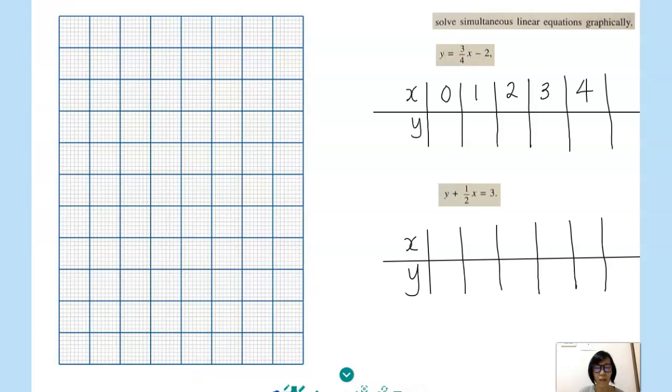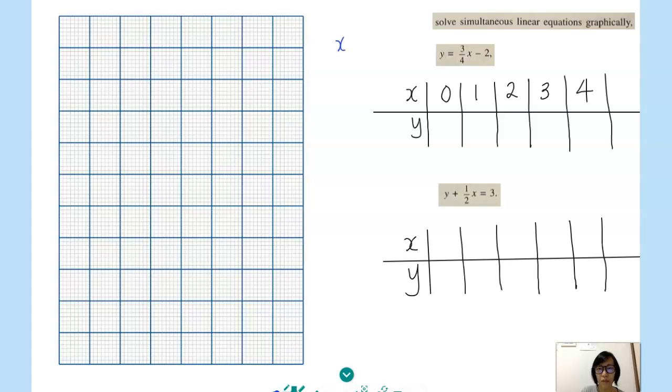We always have to get a few coordinates in order to draw the graph. So let's start off with 0, 1, 2, 3, 4. Sometimes the question might already tell you the suggested or instructed values of x, but in this case, I'm suggesting 0, 1, 2, 3, 4. Okay, so let's just try this. I'm going to show one example.